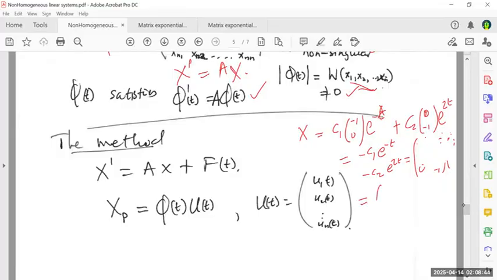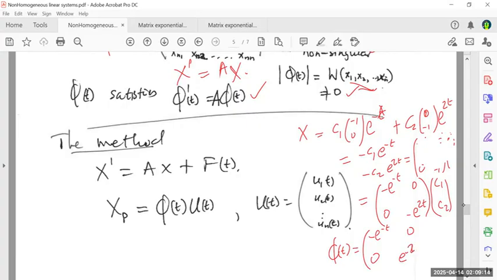So this is going to be equal to minus e to the power minus t, 0, 0, minus e to the power 2t, times c1, a vector of c1. So what is then happening here is we can call phi of t equal to minus e to the power minus t, 0, 0, e to the power plus 2t. And this will then become our fundamental matrix.